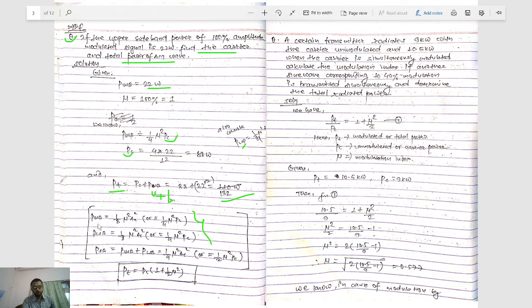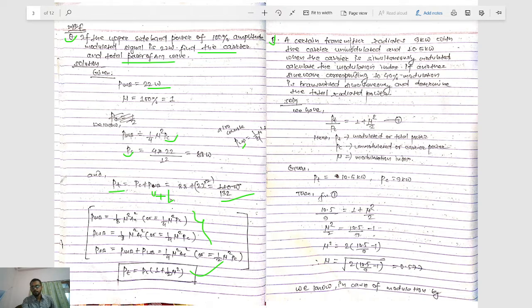To calculate PUSB you can write 1 upon 8 μ squared AC squared if the carrier amplitude is given, and if carrier power is given, you can write 1 upon 4 μ squared into PC. Similarly, to calculate PLSB you can write 1 upon 8 μ squared AC squared, or 1 upon 4 μ squared PC if carrier power is given. Similarly, PSB can be calculated as PUSB plus PLSB. So you can remember this formula.